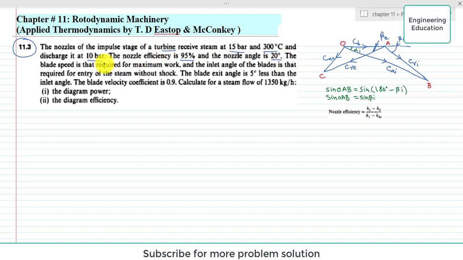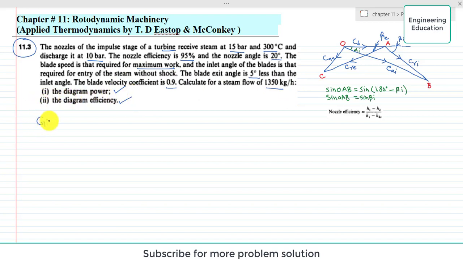The blade speed is that required for maximum work, and the inlet angle of the blades is that required for entry of the steam without shock. The blade exit angle is 5 degrees less than the inlet angle. The blade velocity coefficient is 0.9. Calculate, for a steam flow of 1350 kg per hour, the diagram power and the diagram efficiency.